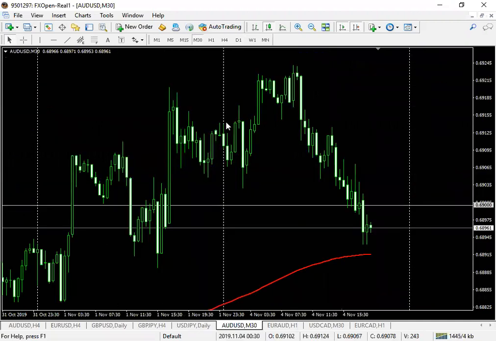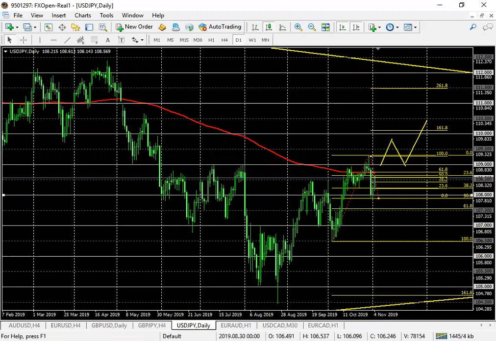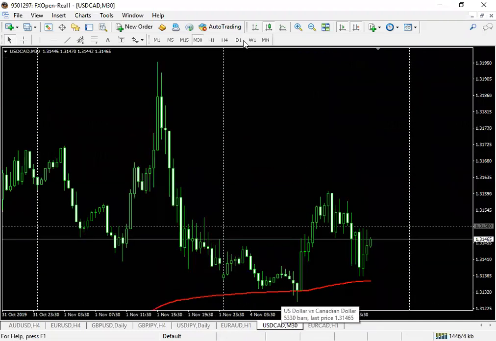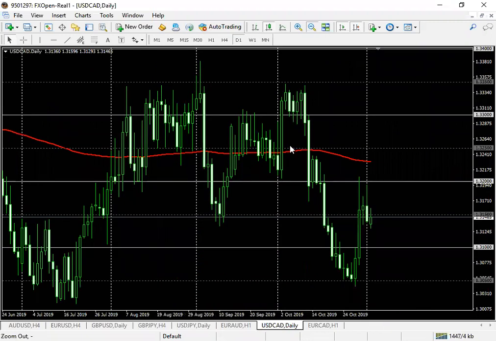And I do believe we have done the Australian dollar, US dollar. Okay, I think the last one is supposed to be US dollar CAD. Right.